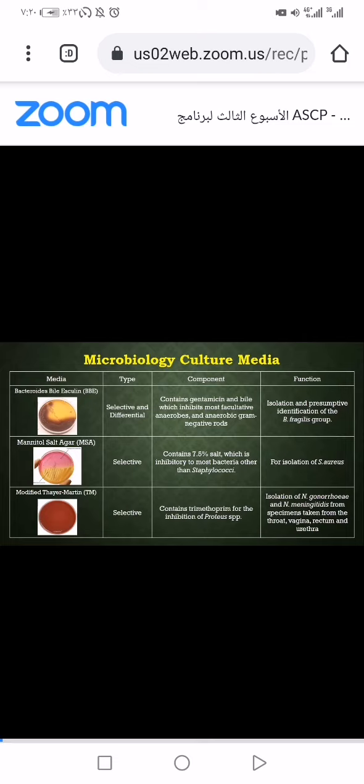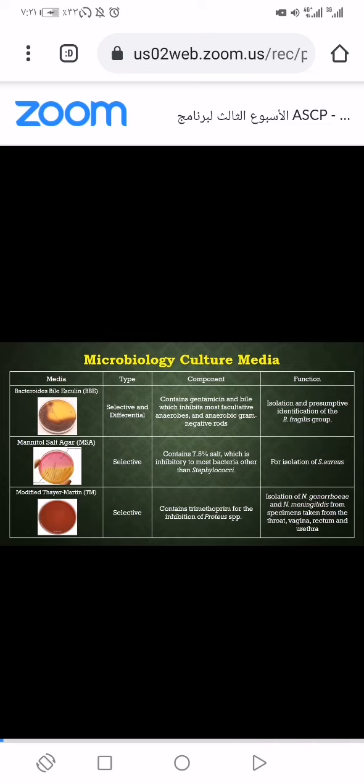Mannitol salt agar. This type of plate is very important. It's selective, contains 7.5% salt, which inhibits most bacteria. So it's selective for Staph aureus or Staph in general. Staph aureus will appear as yellow colonies, and this one is coagulase-negative Staph. I think it's Staph epidermidis. It's pink, it's not yellow. So the yellow one is for Staph aureus.